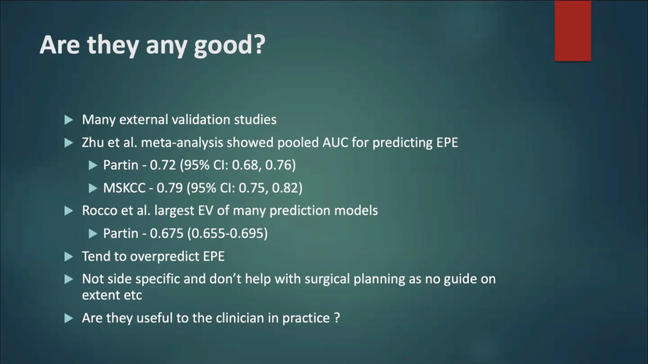Generally speaking, the readout from the literature is that these nomograms tend to over-predict EPE. As I said before, they're not side-specific. So if we're talking about planning nerve spare and planning an oncologically safe operation, it doesn't really give a guide as to extent or side-specific surgery. And I suppose in summary, I do wonder how clinically applicable these are to the everyday clinician in practice. It's not something I've used day-to-day routinely, and I'd be interested in whether other people do use these nomograms routinely.